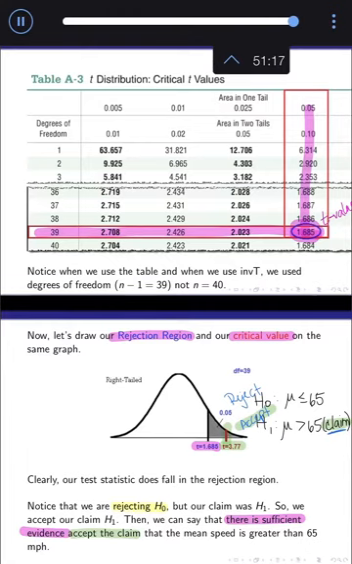P-values and alphas are one method, and using rejection regions is our other method. We have now done this in two different sections. It's really important that you understand and are able to do both methods.